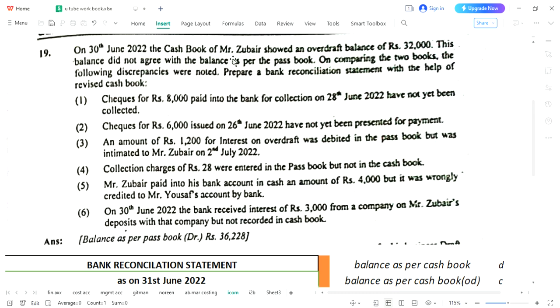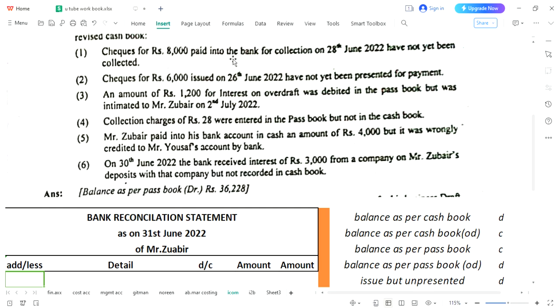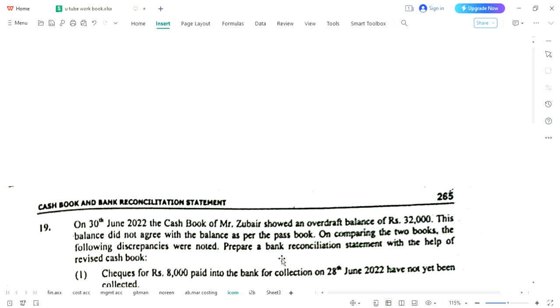Read out Mr. Zubair, and please note very carefully that it would be Mr. Zubair. Why am I asking you to note this? Because sometimes names are also very important in the solution of the question. So let's start our question.